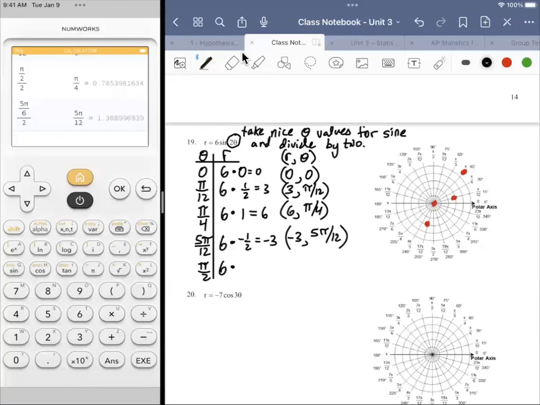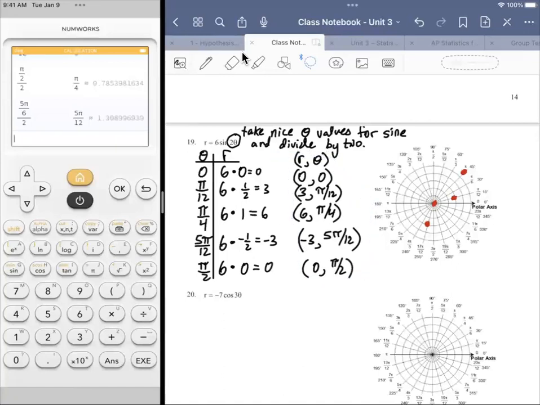Two times pi over 2 is pi. Sine of pi is 0. 6 times 0 is equal to 0. So that's another 0 radius. This is just pi over 2. So no help there, because we already have a point at the pole. So we have some disconnected points in the middle of nowhere, but it's starting to form a pattern.